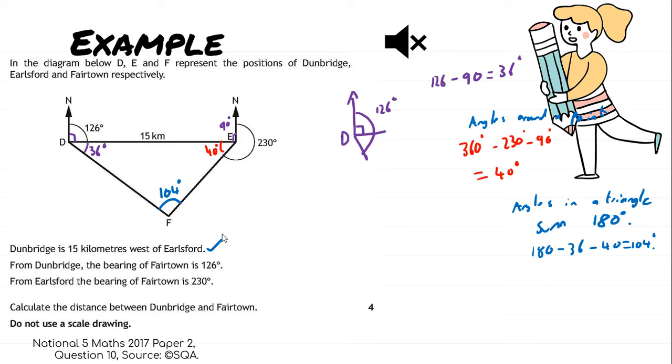You were told that it was exactly west, so we drew some right angles, and from those right angles, we just went on autopilot and found some missing angles. The bearing from Dunbridge, the bearing of Fairtone is 126 degrees. We've dealt with this sentence. We've used that 126 degrees. From Earlsford, the bearing of Fairtone is 230. Again, we've used this information. We understand it. The final thing here now is calculate the distance between Dunbridge and Fairtone.